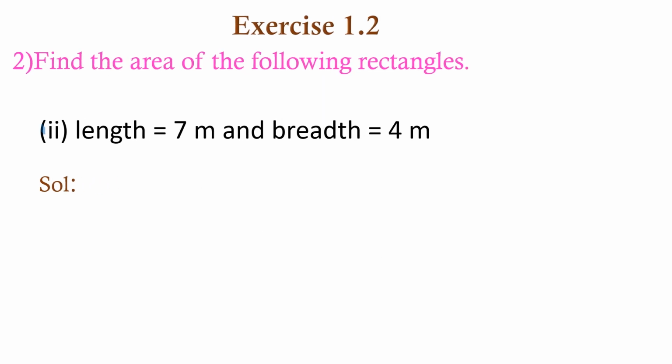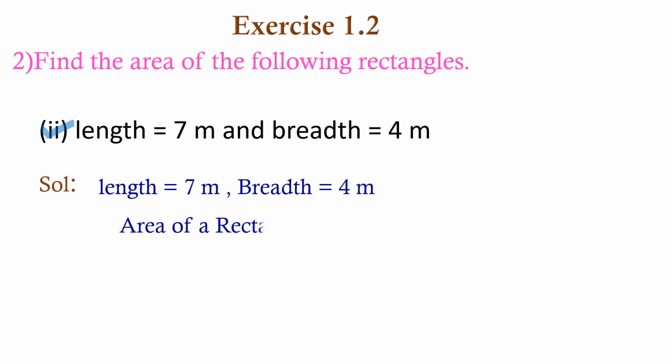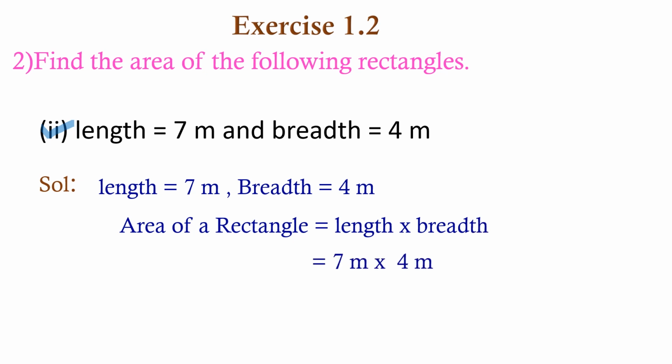Second one, length of rectangle equal to 7 meter and breadth of rectangle equal to 4 meter. Find its area. Write down the measurements. Length equal to 7 meter, breadth equal to 4 meter. Area of a rectangle equal to length into breadth is equal to 7 meter into 4 meter. 7 4s are 28 square meter.